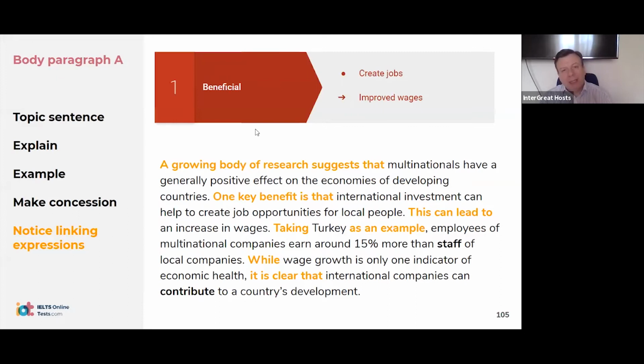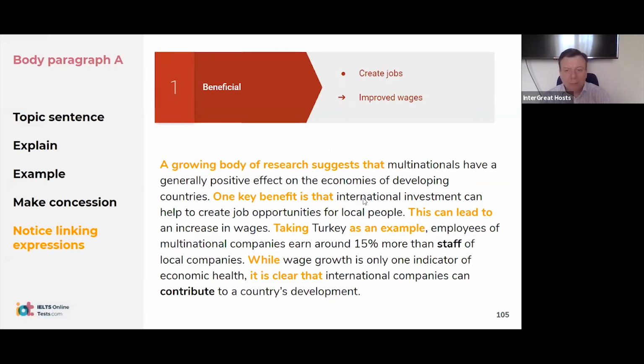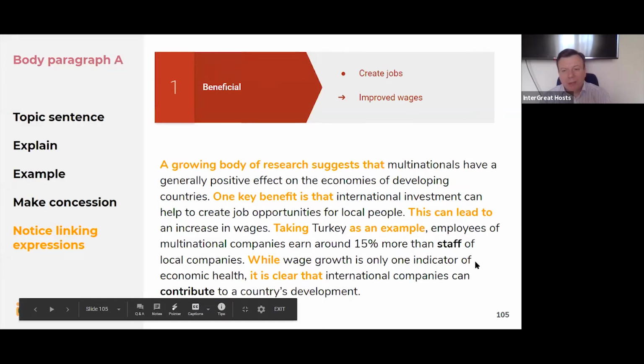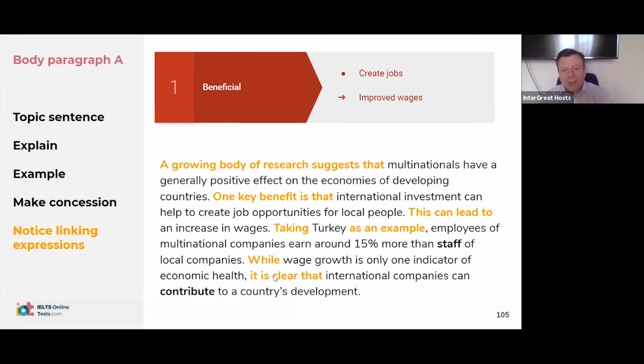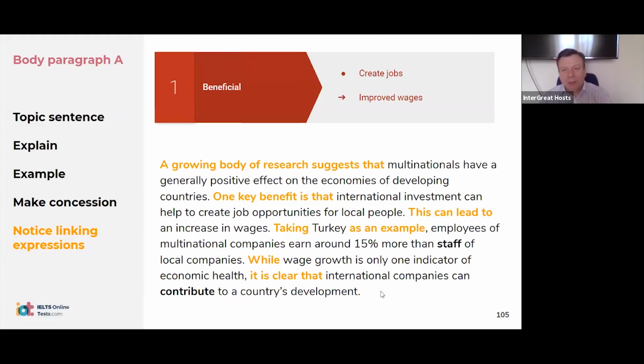So, I've explained it's a good way to use the first one, a growing body of research suggests. One key benefit is that this can lead to, here we've got Turkey as an example, while it is clear that. So we're using while there to show contrast. So while wage growth is only one indicator of economic health, it is clear that international companies can contribute to a country's development.